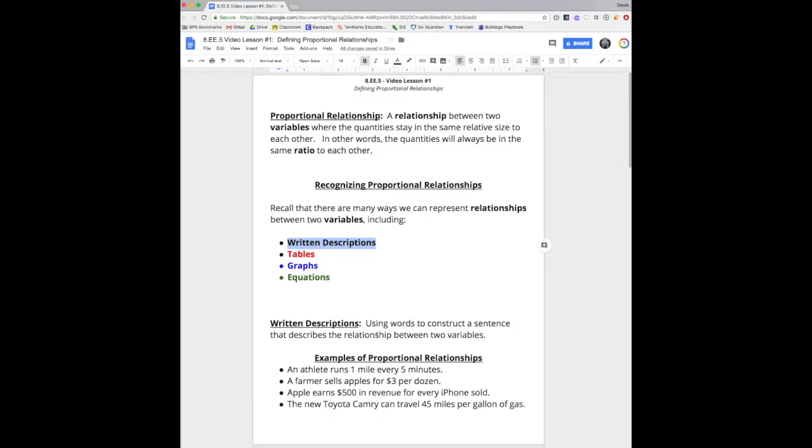A written description is when we use words to construct a sentence that describes the relationship between two variables. Or in other words, we use English to explain the relationship.